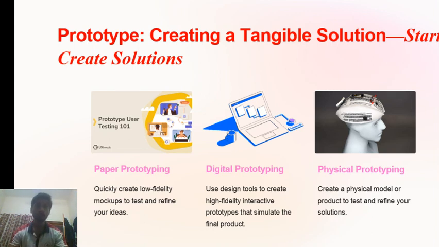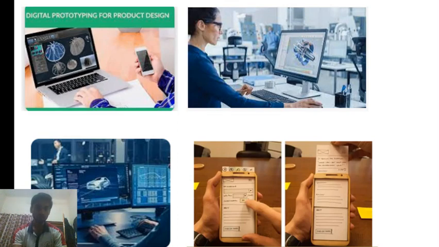The third step is the prototype. Once we get the idea, based on the idea we produce a prototype. There are different types of prototype: paper prototyping, digital prototyping, and physical prototyping. Paper prototyping is nothing but we create a model with the help of paper, as you can see in the figure.